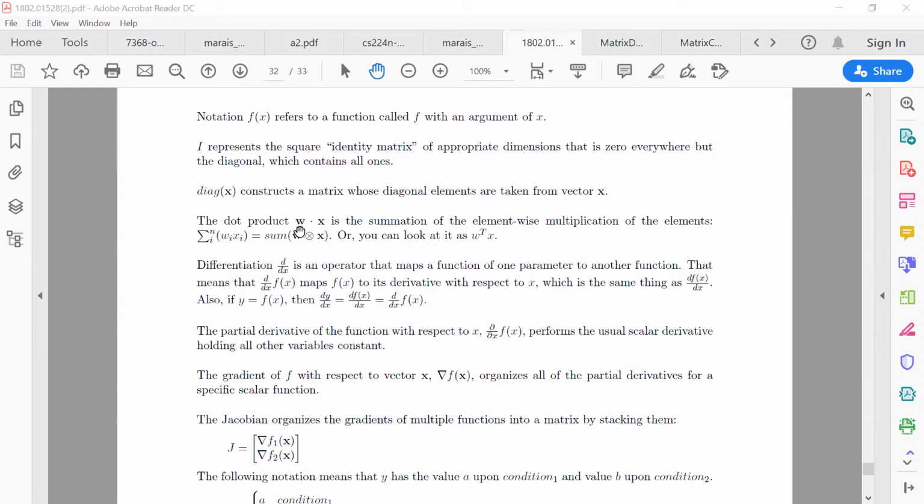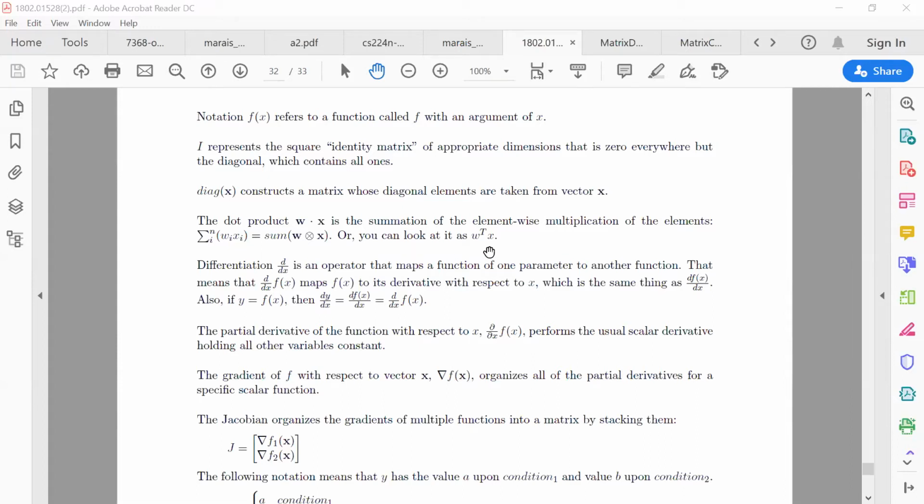Let's say they're 3-dimensional vectors. Then what does this mean? N is 3, so we're going to sum from i equals 1 to 3 of wi xi. That means w1 x1 plus w2 x2 plus w3 x3. And here's an example of that notation they introduced, a circle with a cross in it. That means element by element multiplication, because the sign inside the circle is the multiplication sign. So that means element by element multiplication of these two vectors.